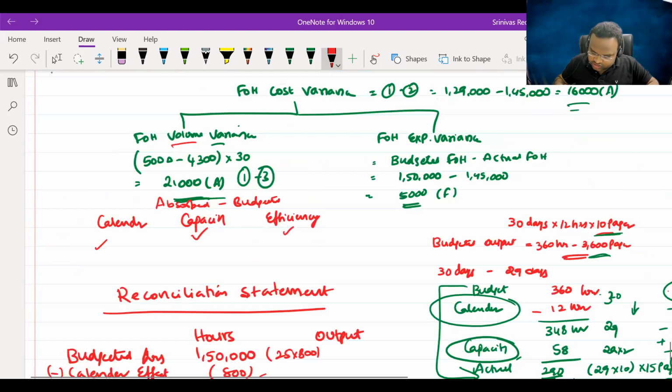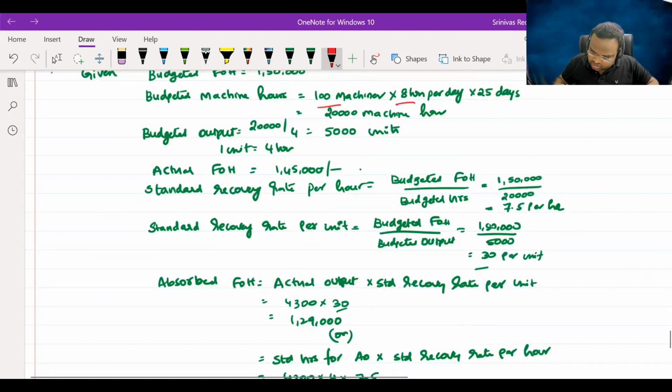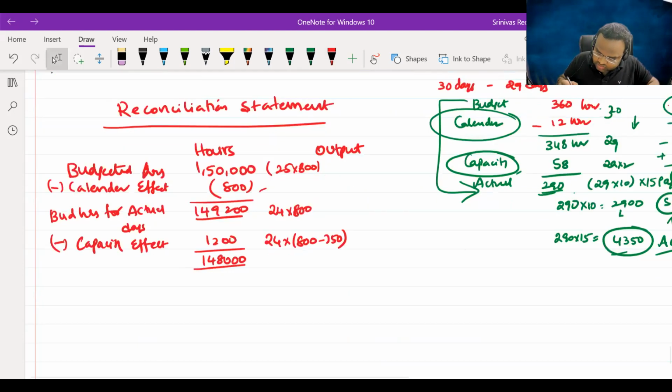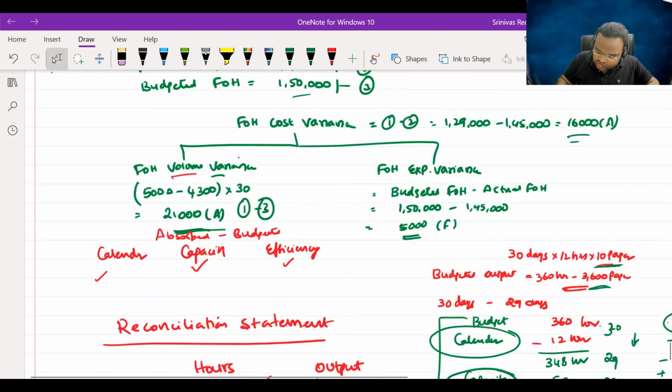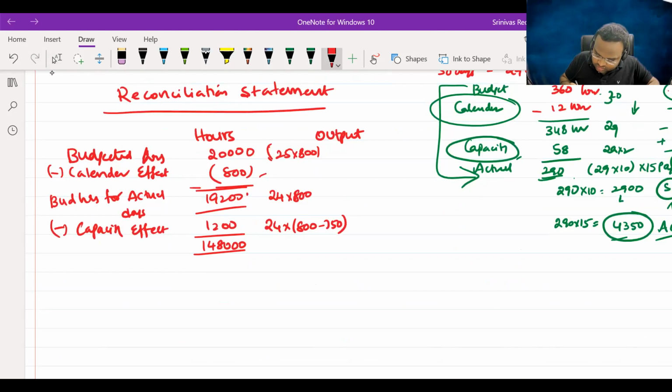So it is 1,50,000 or how many hours? 20,000 mission hours. Sorry. 25 into 800 means 20,000 mission hours. Sorry. This is 19,200. I took number of output. So 20,000 mission hours available, right? This is what I want to say. 20,000 mission hours budget. From 20,000 mission hours, so actual hours worked.